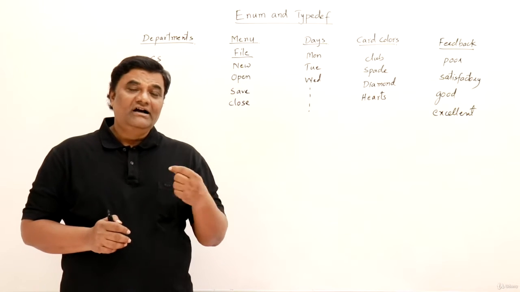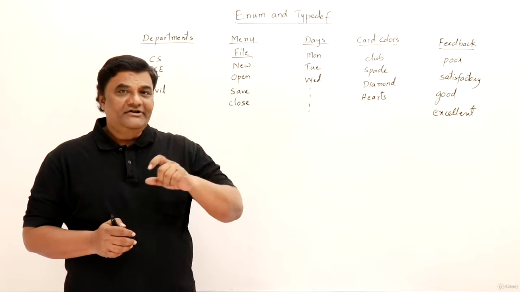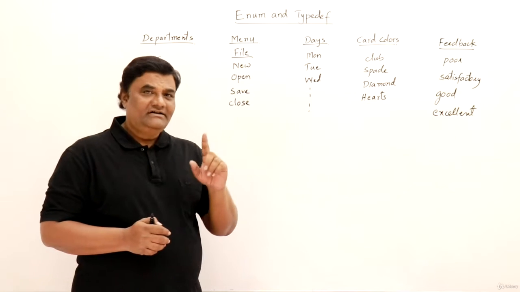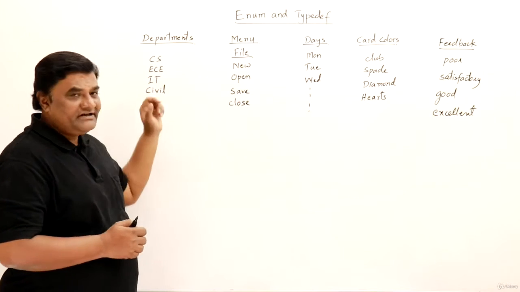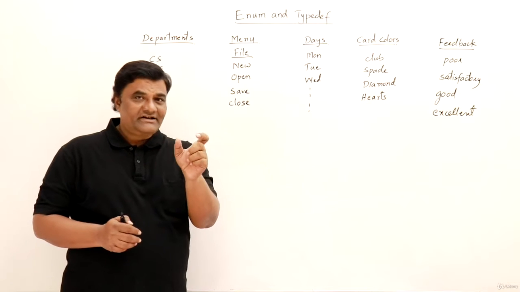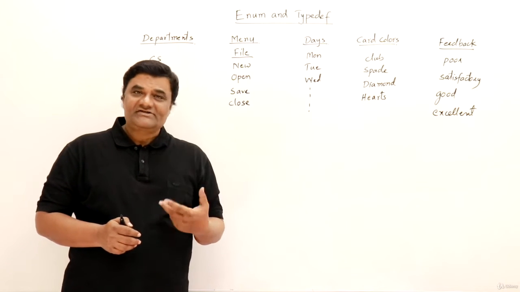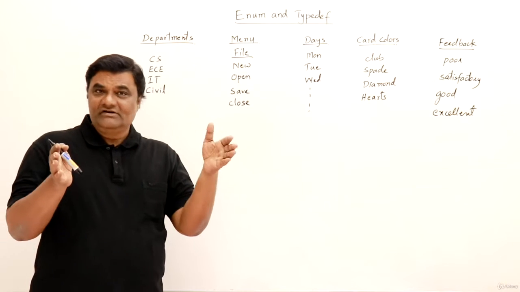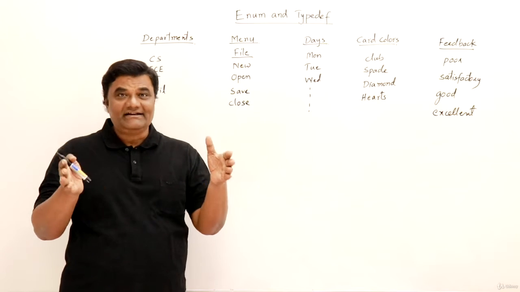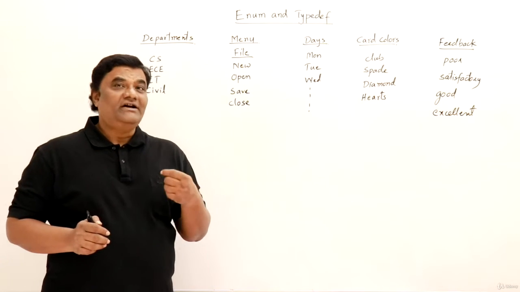Now the question is, how do you represent department? Will you write the name of the department? Name of the department means it will be a string. ECE, it's a string. Now working with string is a little time consuming because it's not one letter, it's a set of characters. We want to make it faster.